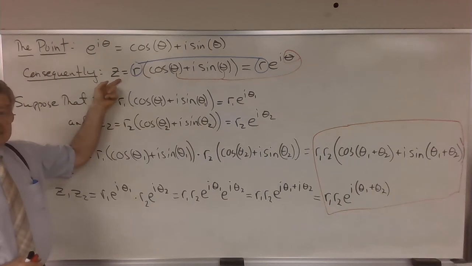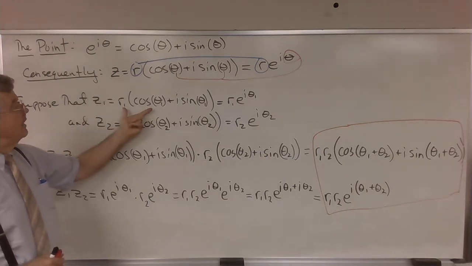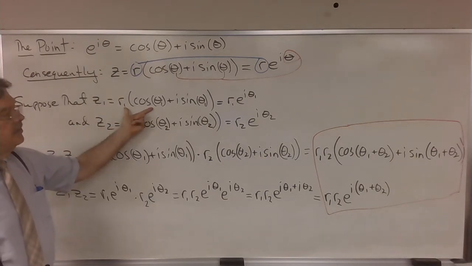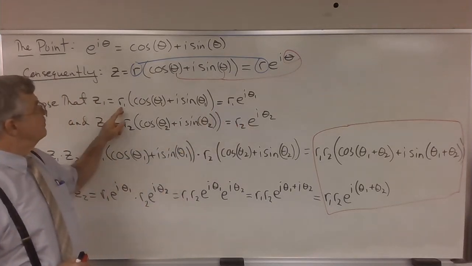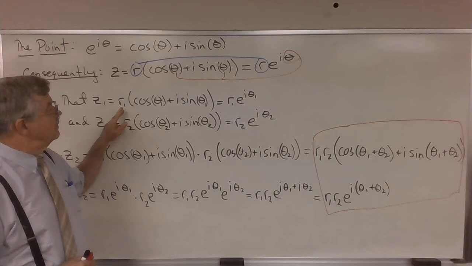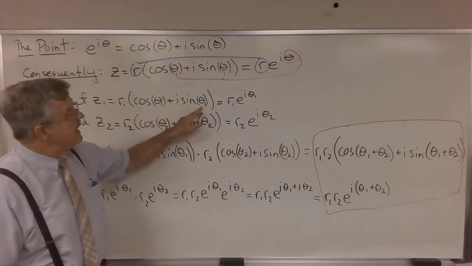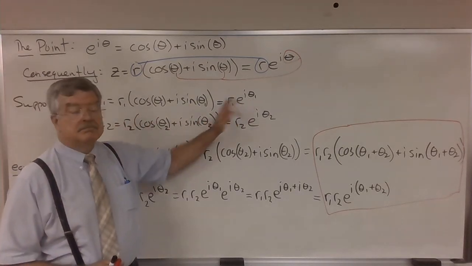Take z and raise it to a power. It works the same with this form of notation as it does with this form of notation. We just raise the modulus to the power and multiply the angles by the exponent.